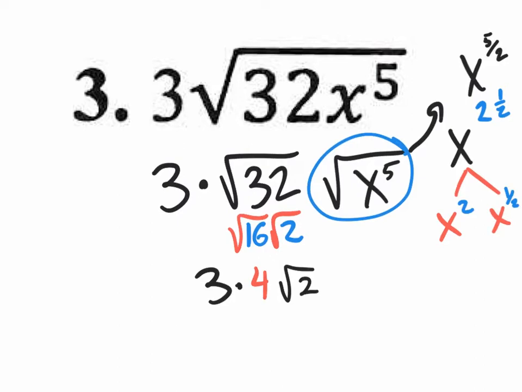You can't really do anything with x to the power of half, so since it's in a radical form, let's change it back to radical form. So you will have a nice multiplication of x squared and then times the square root of x.